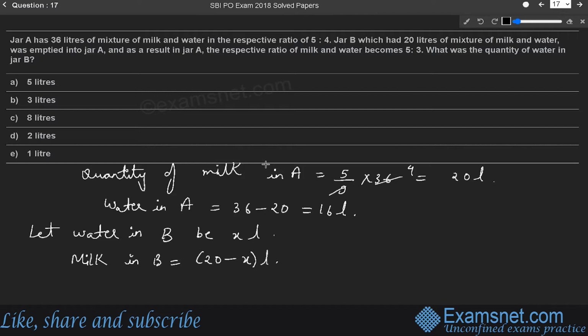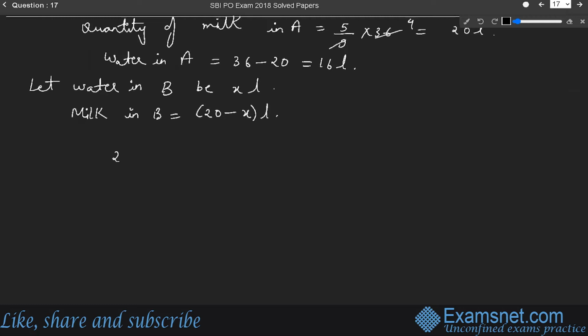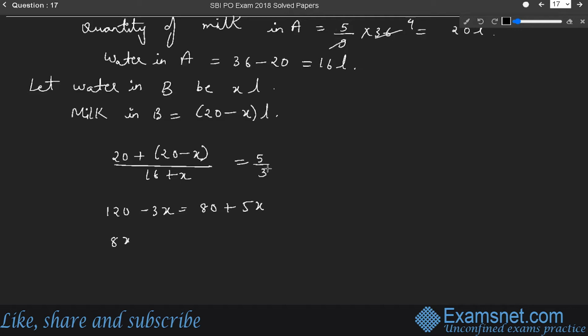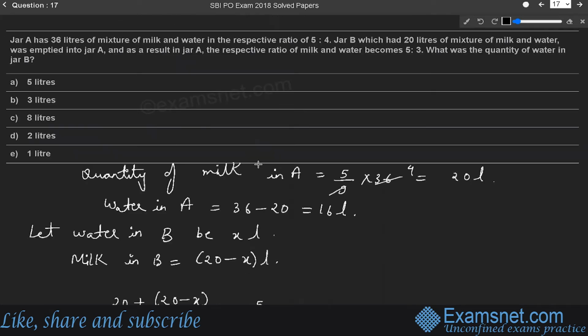Now, according to the given question and the information, 20 plus 20 minus X divided by 16 plus X is equal to 5/3. So it will be 120 minus 3X is equal to 80 plus 5X. So 8X will be equal to 40 and X will be equal to 40 upon 8, which is equal to 5. So we can say that X is equal to 5 liters, or the quantity of water in jar B is 5 liters. Therefore, the correct option here will be option number A, which is 5 liters.